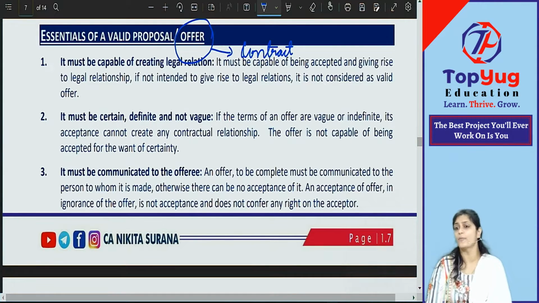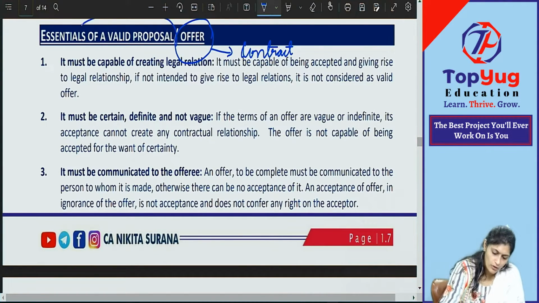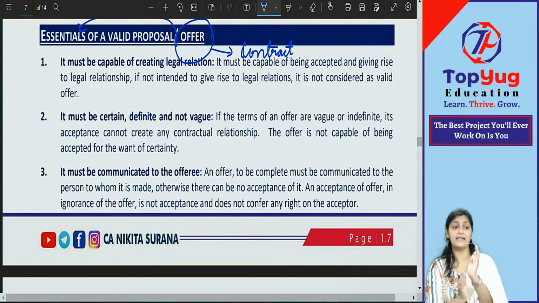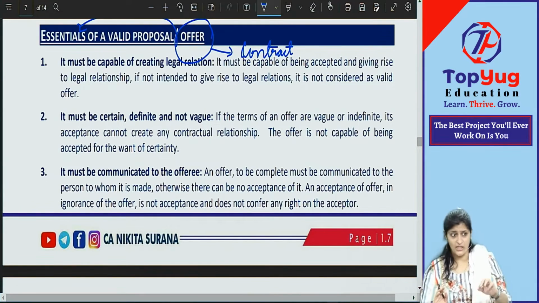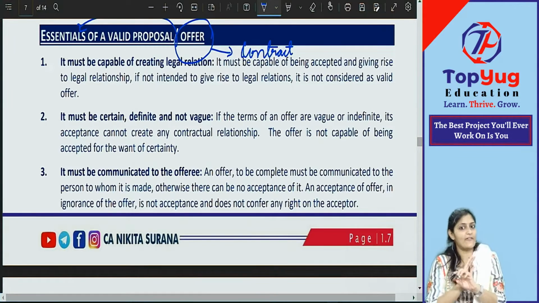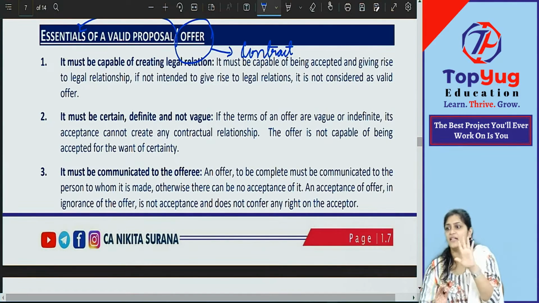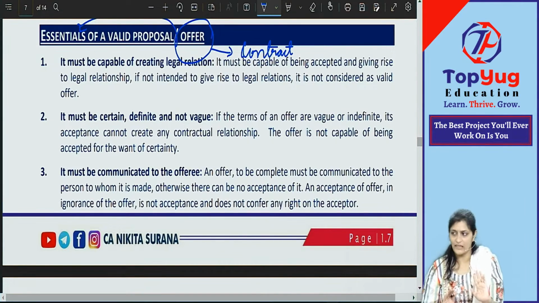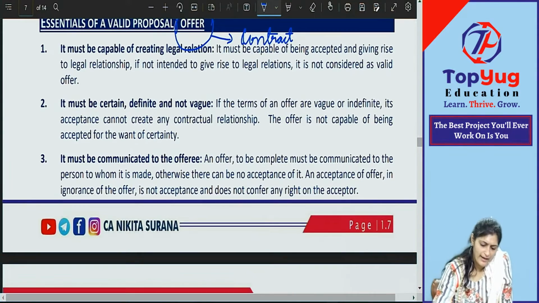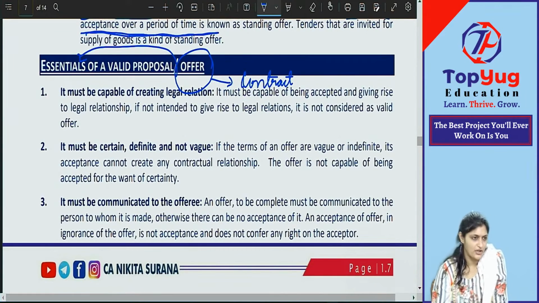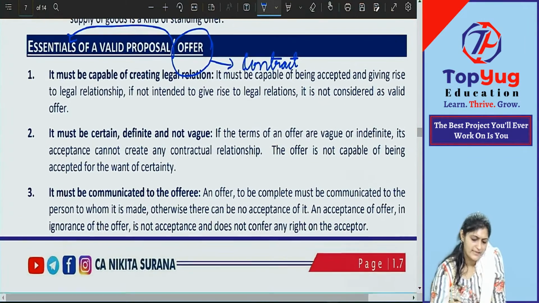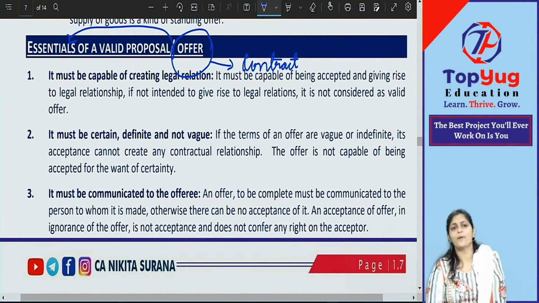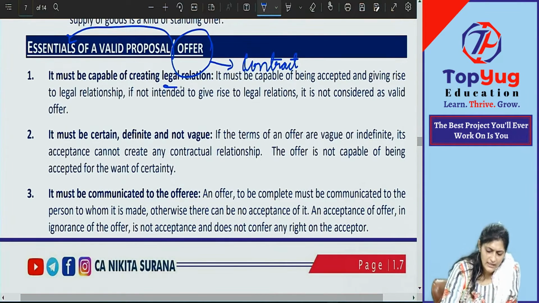Then what type of offer does it have to be? It must have all the essential elements present in it, then only it is considered to be a proper offer. If any one essential element is missing from this offer, it is not a proper offer. Therefore these types of offers will not make a contract. So for a contract, the offer should have all the essential elements, which we are going to see now. What is the first essential element required to be present in an offer? It must be capable of creating legal relationship.